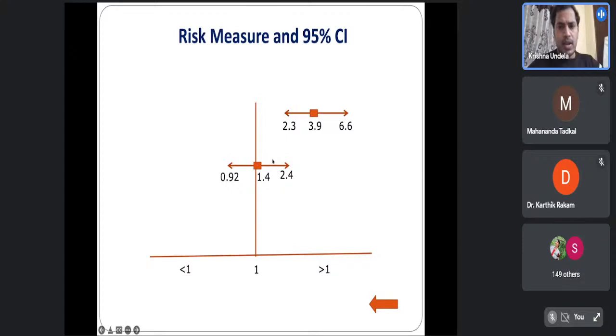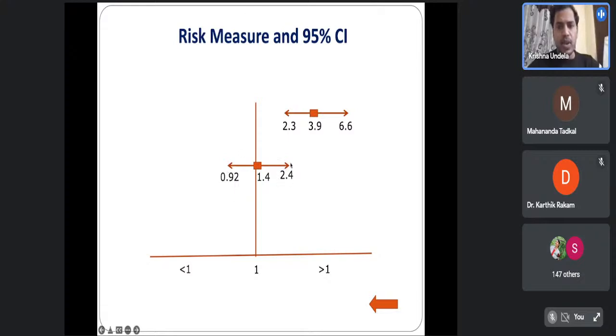If you do the study 100 times, sometimes it shows less chance of getting the outcome, and sometimes it shows more chance of getting the outcome. It is not showing clearly whether it is more or less. Why? It is sometimes less than 1 and sometimes more than 1. That means if you do the study 100 times, sometimes it may show less chance, sometimes more chance, because the confidence interval is crossing the 1. Lower limit is less than 1 and upper limit is more than 1.